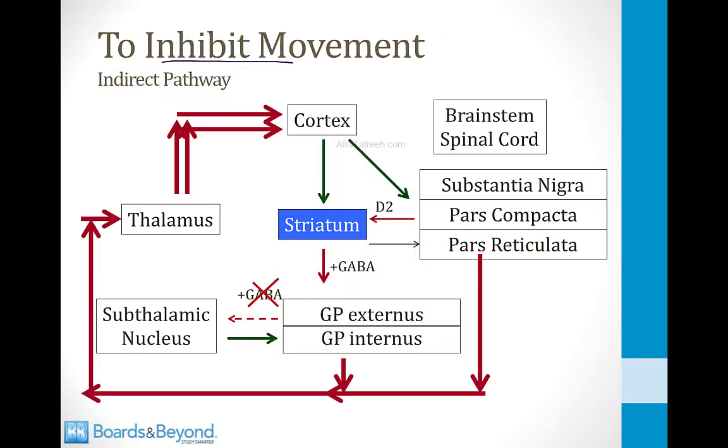Now let's talk about how we inhibit movement through the basal ganglia, and this involves the indirect pathway.